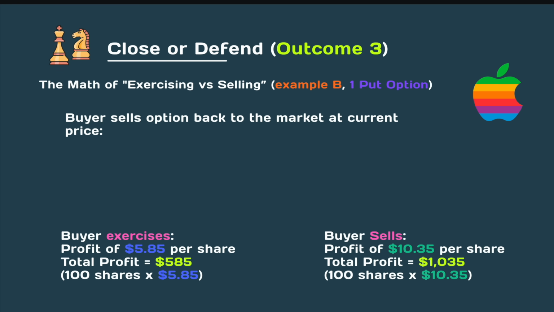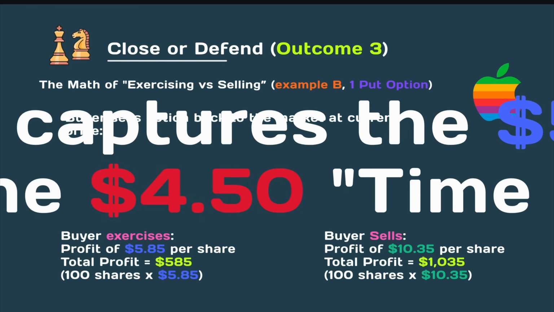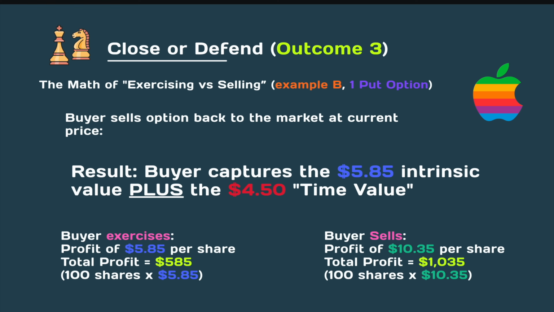So to conclude example B over here, notice that no buyer would exercise early because they're leaving profit on the table. If the buyer were to trade away their option, or if they were to hold on to their option, what they're going to do is they're going to capture both the intrinsic value plus the extrinsic value, which is the time value remaining on the option.